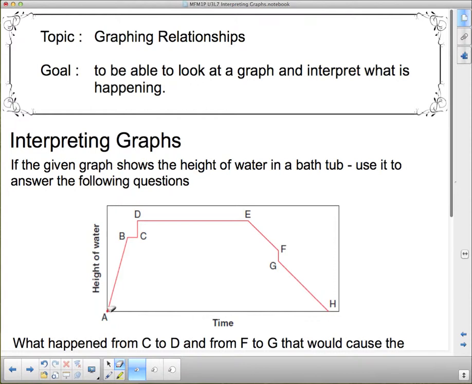Okay, they fill up the tub. Tub's filling up until you get to B. And then they let it sit for a minute or two. Maybe they're arranging their towels, getting their tub toys all lined up in a row. Okay, and then they step in and sit down. So when you sit down in a bathtub, the water goes up very quickly. The water goes from not so deep to a little bit deeper, depending on how much water you're displacing. So it depends on how big you are as well. A little kid displaces a whole lot less water than a grown-up.